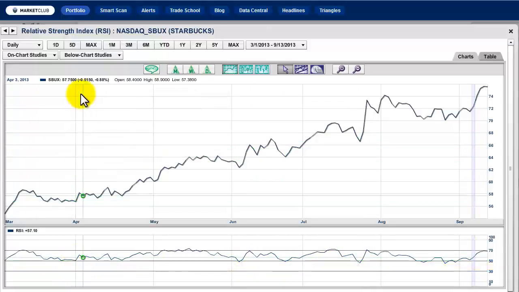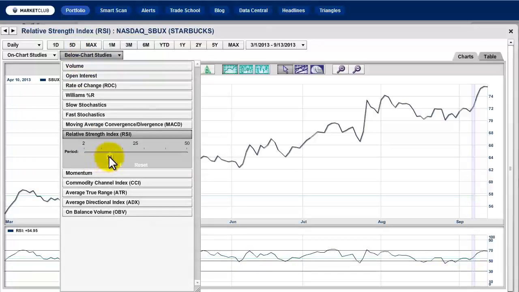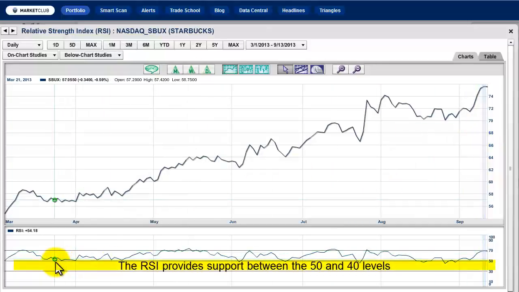Now remember, we're just using the default setting on this indicator. If you move it around, you can see you can change it, make it more volatile if you go to just a short period of time. But I tend to like to keep it either at a 10-day, or I like to keep it at a default setting of 14, which is what Wells Wilder first came up with. So again, just click off below chart studies indicator, and you can see support comes in right around the 50 level, and we'll look at resistance areas now using just the reverse psychology.